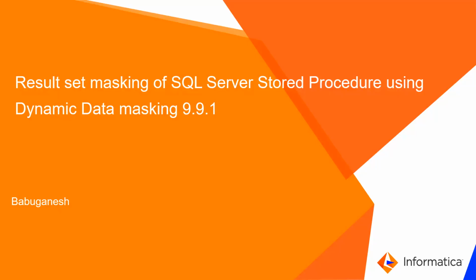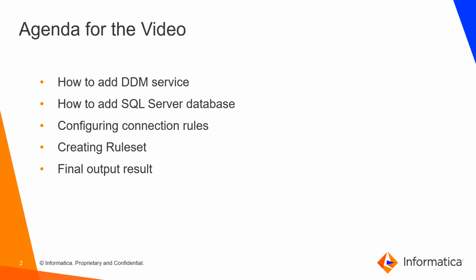Today we are going to discuss result set masking of SQL Server stored procedure using Dynamic Data Masking 9.9.1. This DDM 9.9.1 will support only SQL Server stored procedure result set masking. Today the main objective of this video is that finally you will be able to successfully mask the result set of a SQL Server stored procedure. To achieve this, we need to follow a few processes like adding DDM SQL Server services, defining the SQL Server database, configuring connection rules, and adding a few rule sets and security rule sets. Now we will watch the demo.